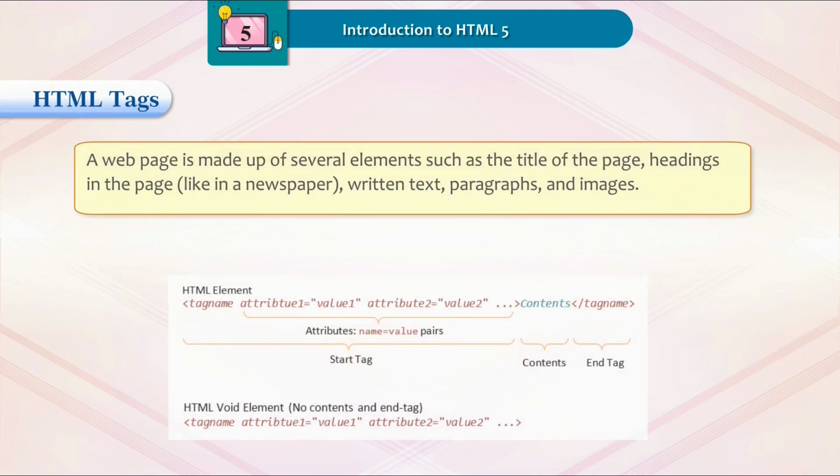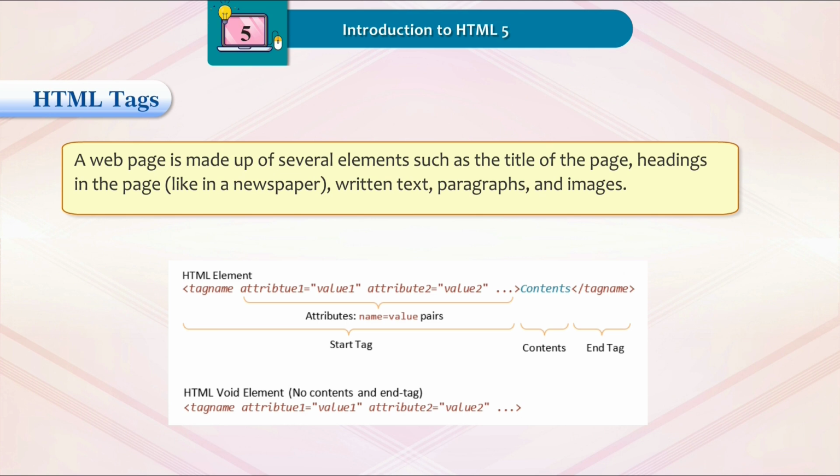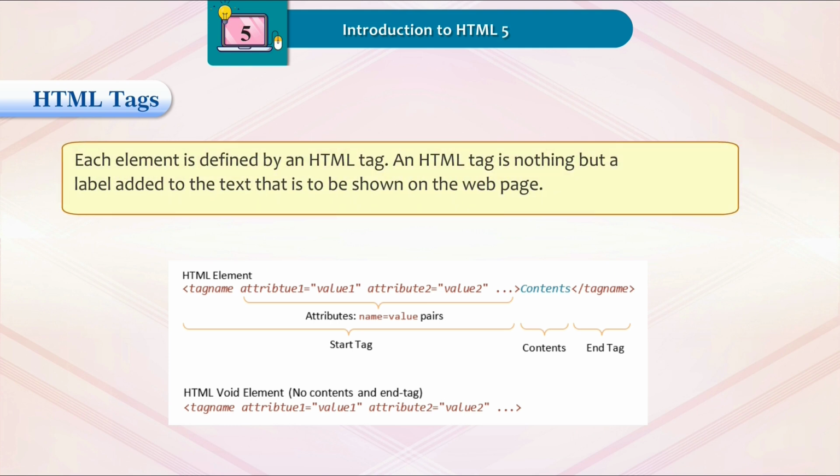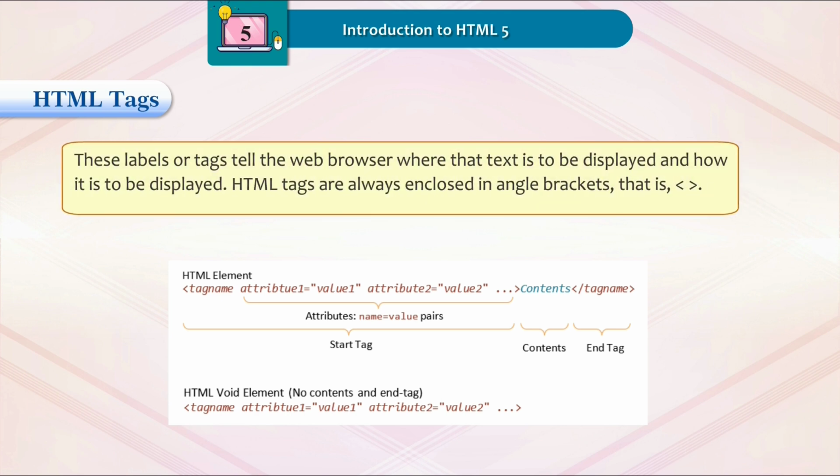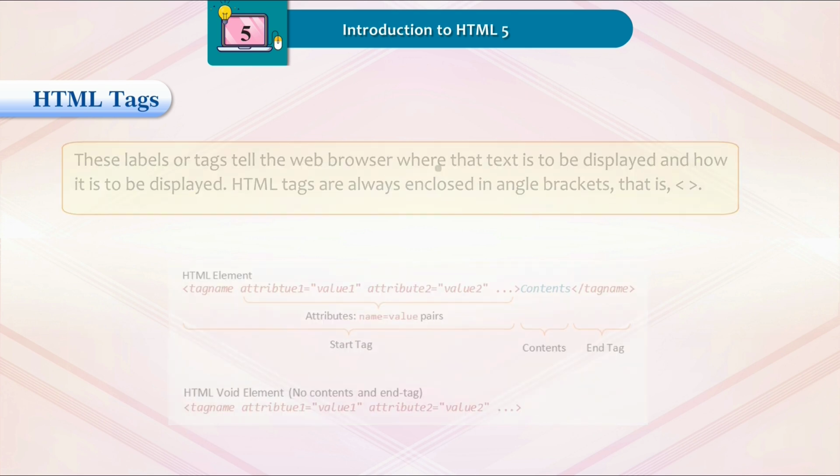HTML tags. A web page is made up of several elements such as the title of the page, headings in the page like in a newspaper, written text, paragraphs, and images. Each element is defined by an HTML tag. An HTML tag is nothing but a label added to the text that is to be shown on the web page. These labels or tags tell the web browser where that text is to be displayed and how it is to be displayed. HTML tags are always enclosed in angle brackets.